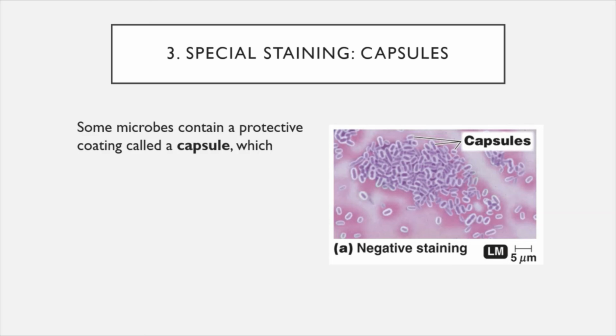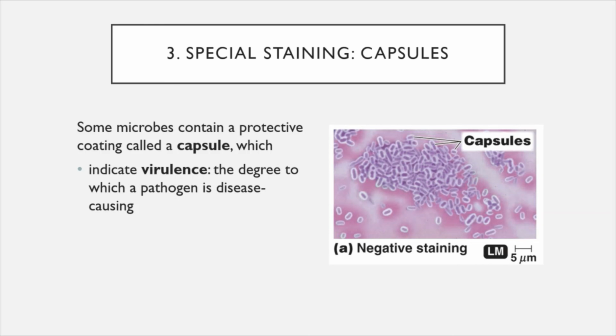Some microbes contain, in addition to their cell wall, a protective coating called a capsule. And it's important to know whether a bacterium has a capsule because it tells you something about its level of pathogenicity or its virulence. Virulence is defined as the degree to which a pathogen can cause disease. Bacteria that have capsules have a greater ability to cause disease because the capsule, the protective layer, makes them more resistant to our immune systems.